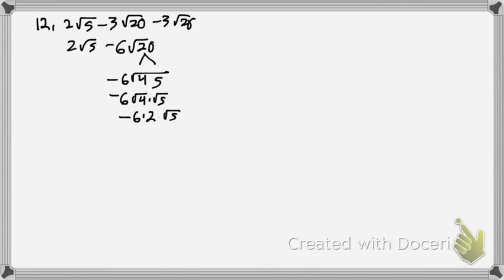So now, instead of 6 radical 20, we have negative 12 radical 5, which is good because we have a 2 radical 5 over there. Bring that down, so now we have 2 radical 5 minus 12 radical 5, and we get negative 10 radical 5.